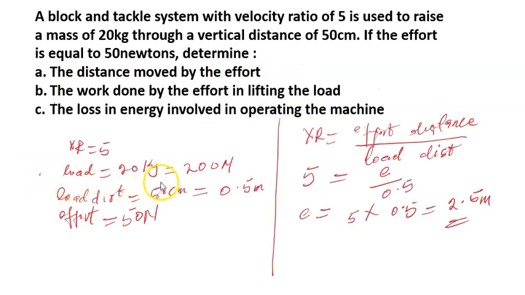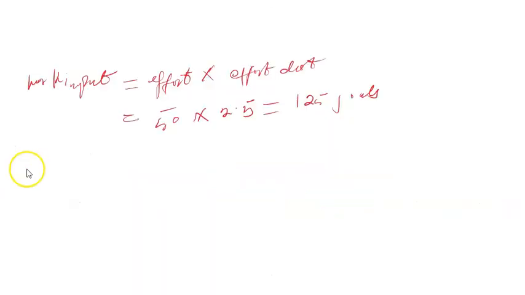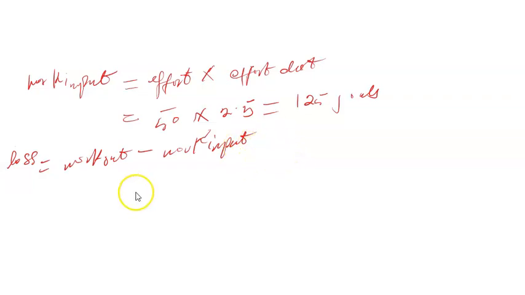Then for the last question, it says we should calculate the loss in energy involved in operating the machine. Now, our energy loss will come from work output minus work input. Permit my pen. I've been having challenges with this pen. My work input already has been given, I've calculated it to be 125 joules. Since we're calculating loss, expectedly, the loss will be negative. So let's solve for work output first. I have work input already.